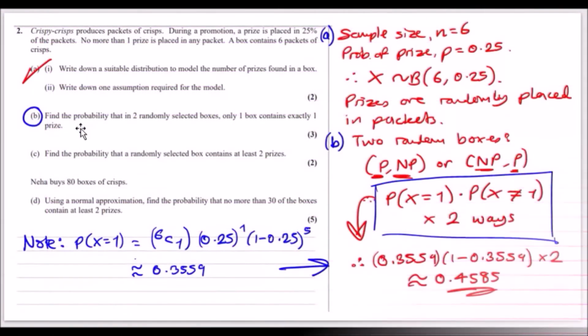So find the probability that in 2 randomly selected boxes, only one box contains exactly one prize. Now to do this one, we have to think about combinations.